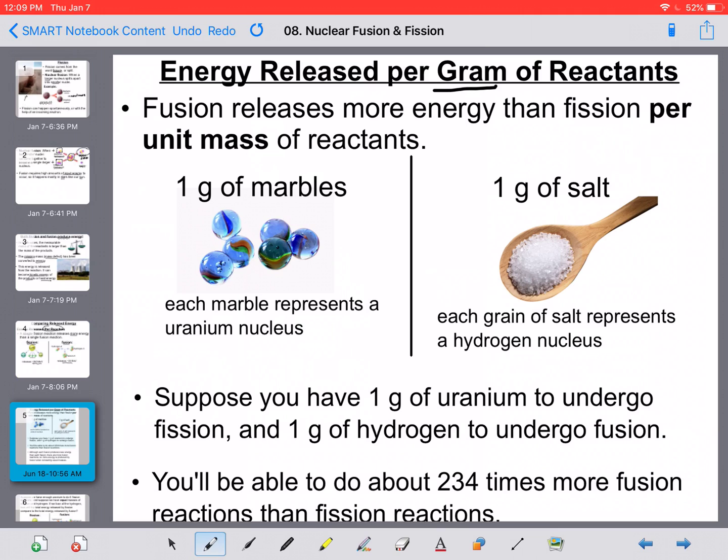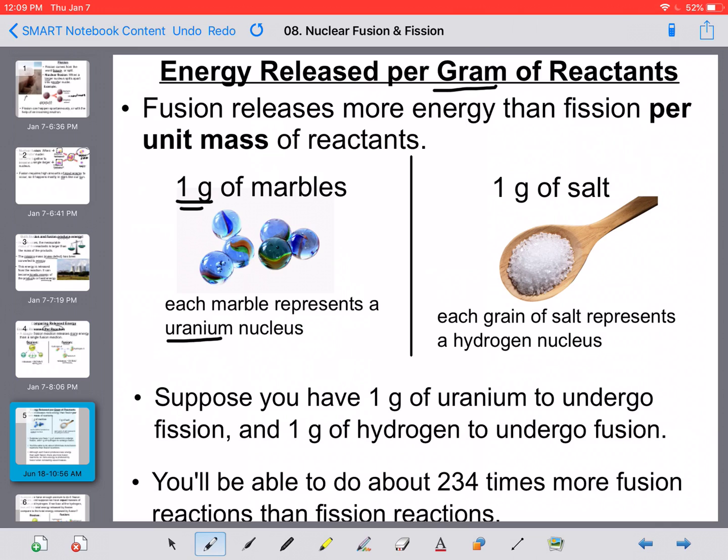Just to give an example of what I'm talking about, let's say that I have some marbles. And let's say that each marble represents a uranium nucleus. If I measure out 1 gram of marbles, I'm only going to have 6 marbles total. That might not even be true. I just made up these numbers, but I'm just trying to illustrate something here. Because each marble is relatively heavy, 1 gram of marbles is not that many marbles in total, is what I'm trying to say.